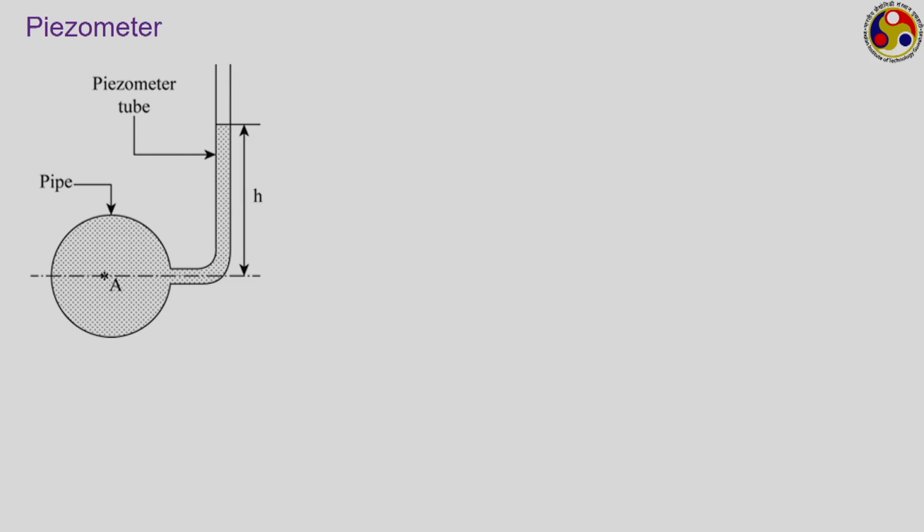Now, as one side of this tube is open to atmosphere, if the location where you are connecting the other end has a pressure higher than atmosphere, then that will force the fluid to form a column inside this particular tube, and accordingly we can get a measurement of pressure at this location.